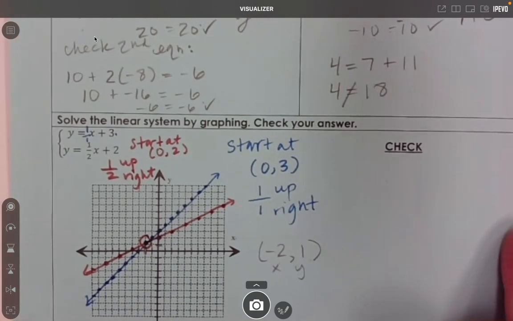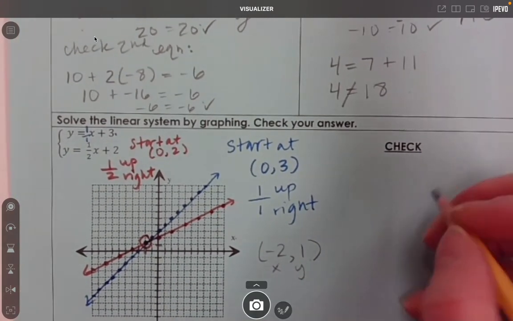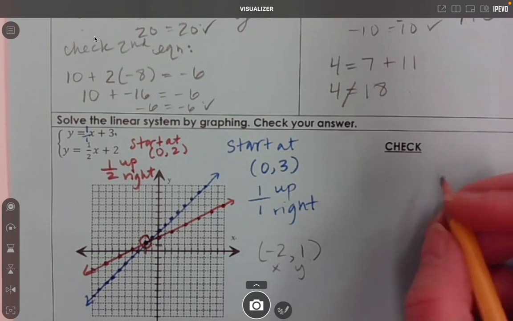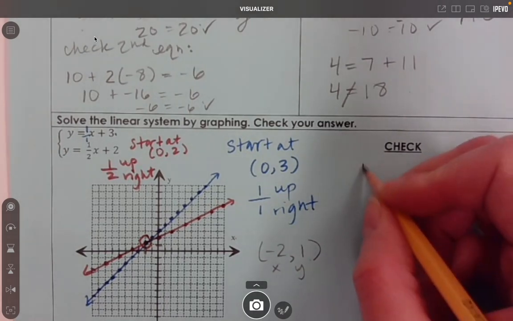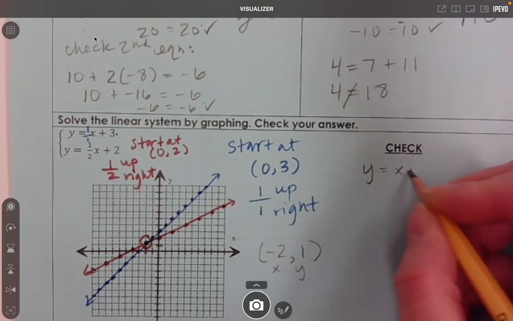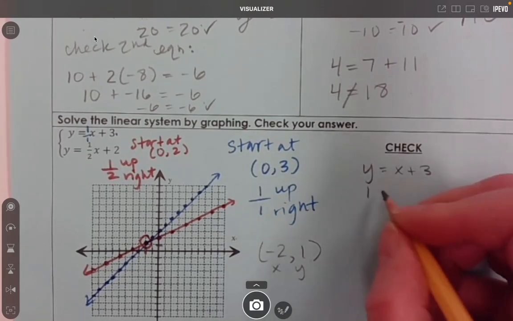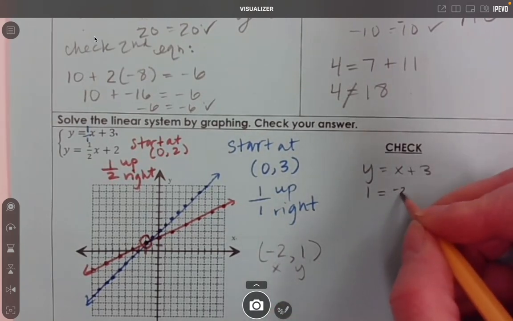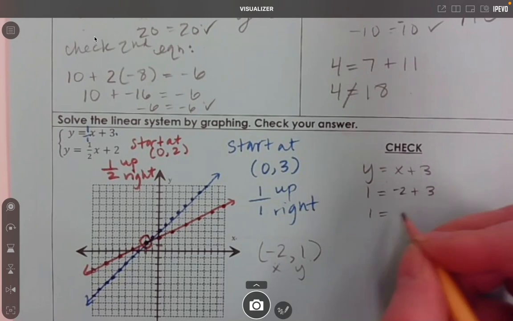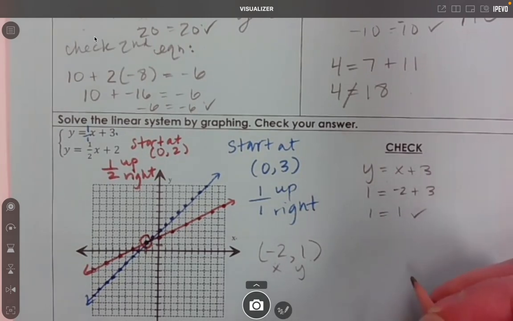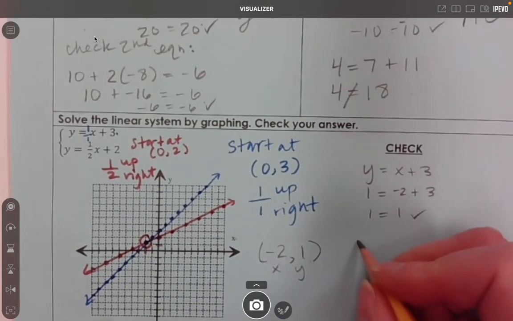I could show this works in both of my equations. I'm going to just do one answer check, and then after that, we're not going to worry about it. So if my first equation was y equals x plus 3, and I'd put the 1 in for y and the -2 in for x, and that's true. 1 equals 1.